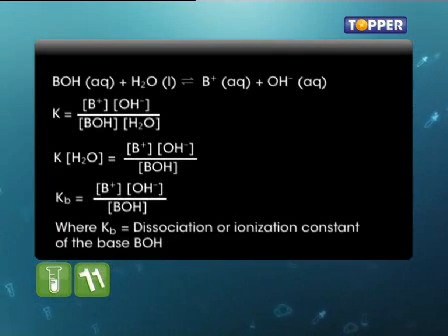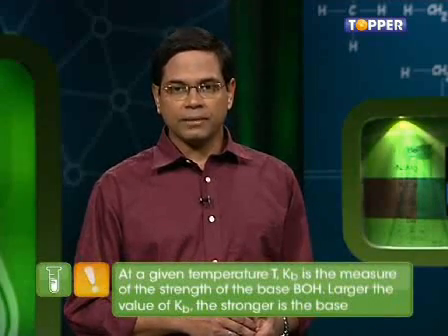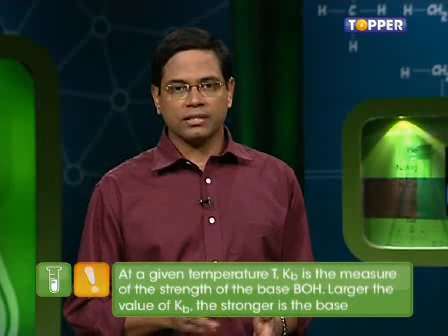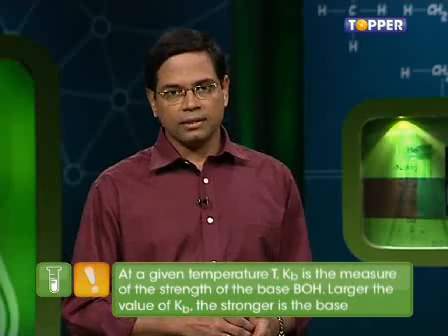Multiplying K with the concentration of water gives another constant Kb, which is known as the dissociation constant or ionization constant of the base BOH. So, at a given temperature T, Kb becomes the measure of the strength of the base BOH, and larger the value of Kb, the stronger is the base.